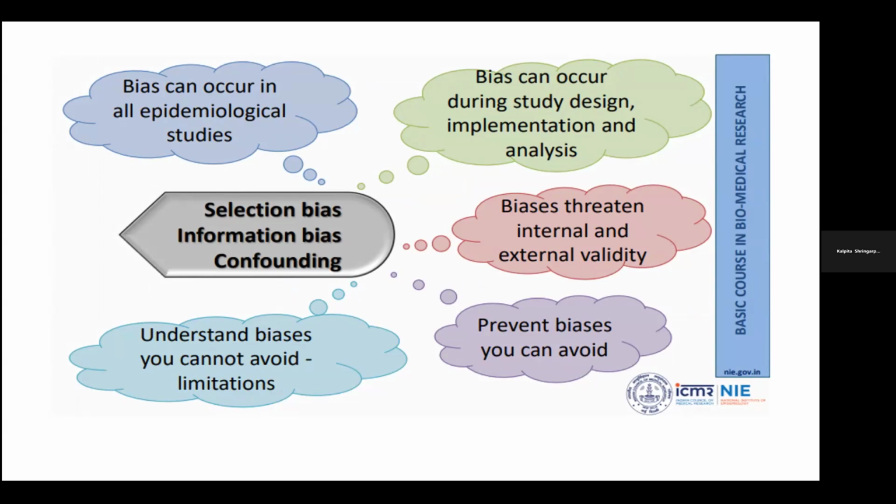So basically, through a strong study design, through a lot of planning and protocols, we can prevent biases. But some biases may be bound to occur, which we cannot avoid, but which we need to understand and express during our discussion stage. So this can be put up in the discussion or under our limitations.